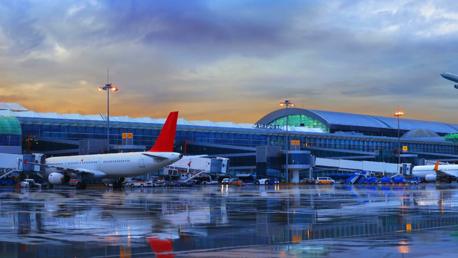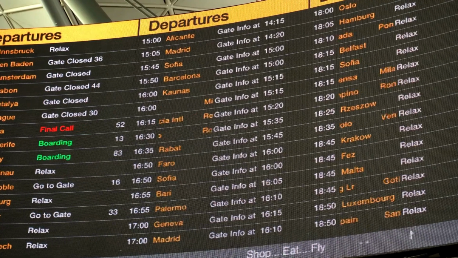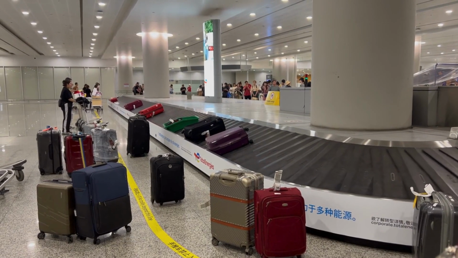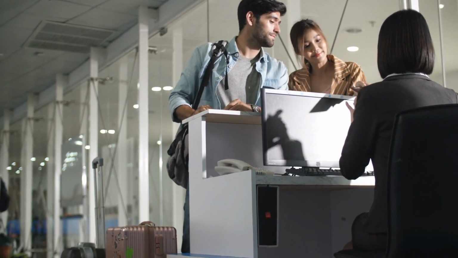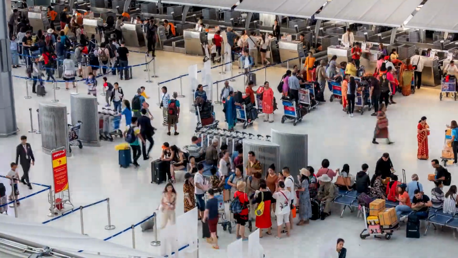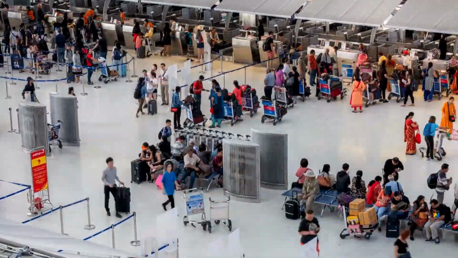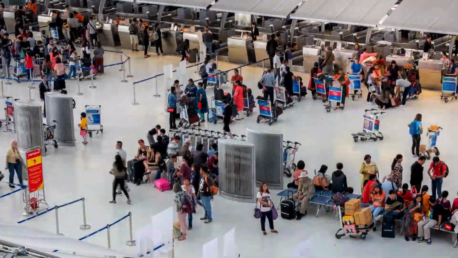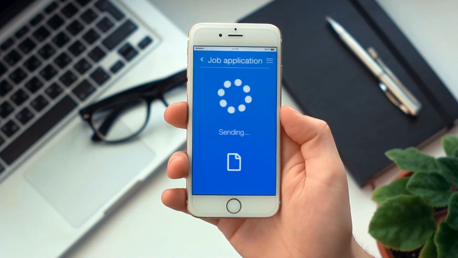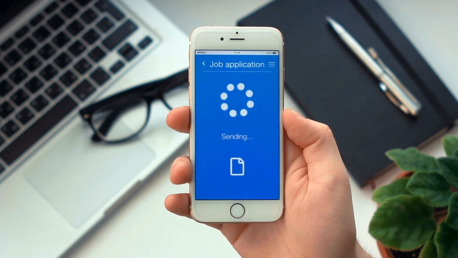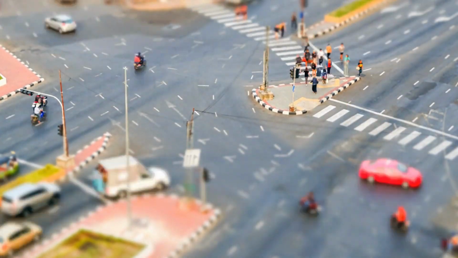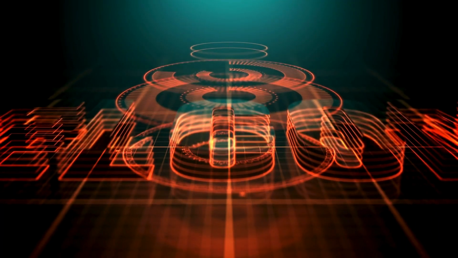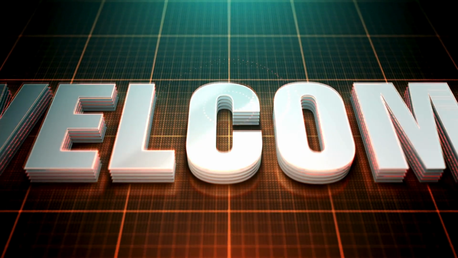Imagine you're running an airport where flights, baggage handling, security, and ticketing systems all work independently. What happens if they don't communicate well? Chaos, delays, lost luggage, frustrated passengers. This is exactly what happens when applications in a business don't interact properly. But what if they could work seamlessly together? Welcome to the world of application integration.